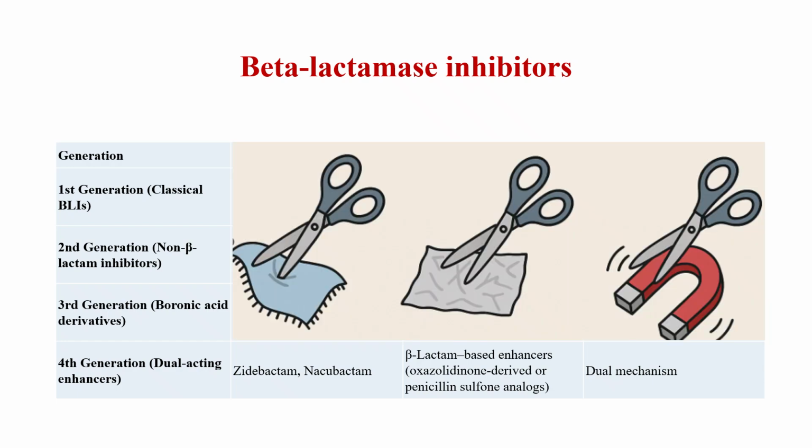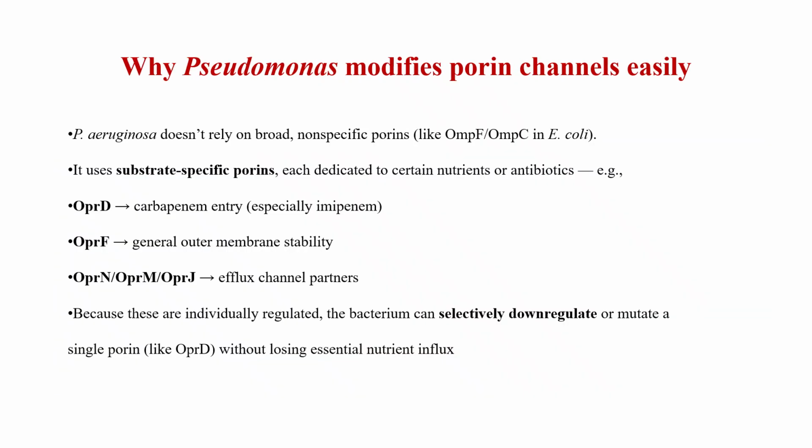So you can compare the first generation beta lactamase inhibitors with a cloth, and metazobactam is probably a thicker version of this cloth. Second generation beta lactamase inhibitors, they are DBOs. You can compare that with a metal foil. Third generation beta lactamase inhibitors, you can compare with a magnet.